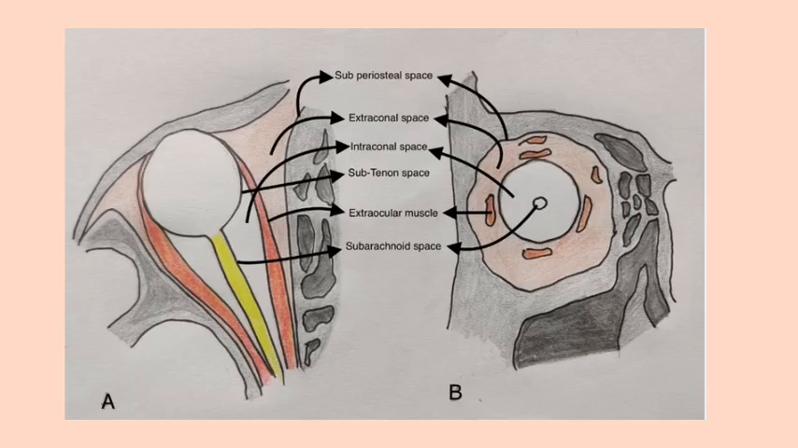Lastly, there is a potential space in between the Tenon's capsule and the sclera, that is known as subtenon space. The importance of these spaces is that these are potential spaces in which fluid from various pathologies can easily accumulate and thereby cause orbital symptoms.